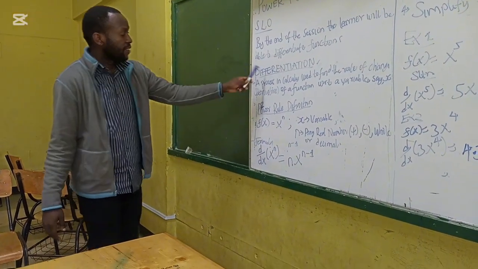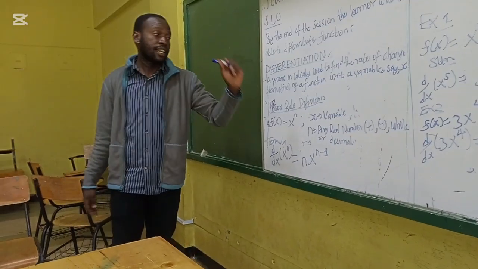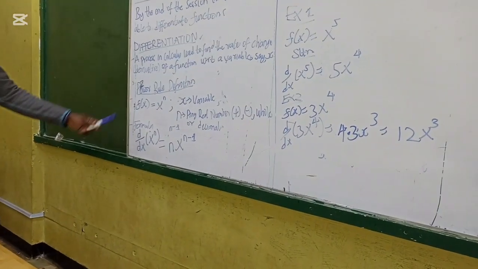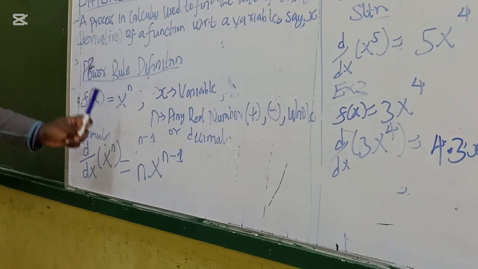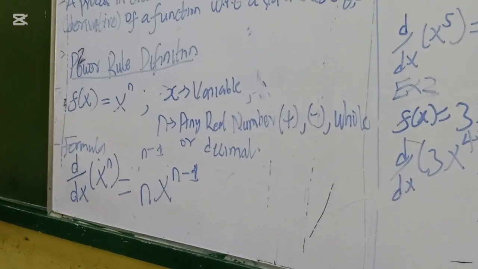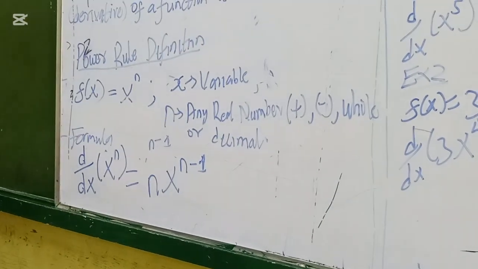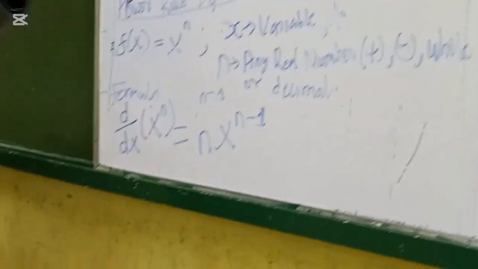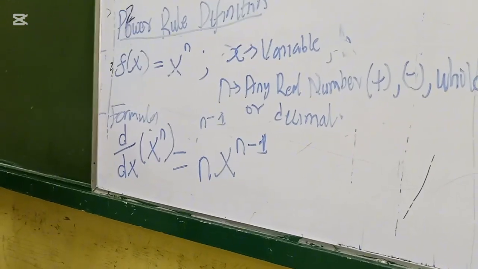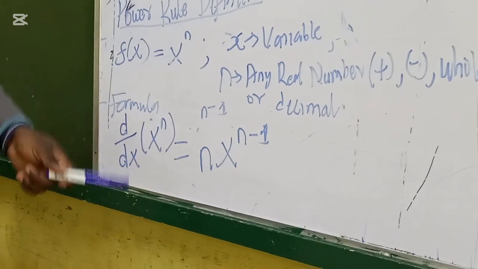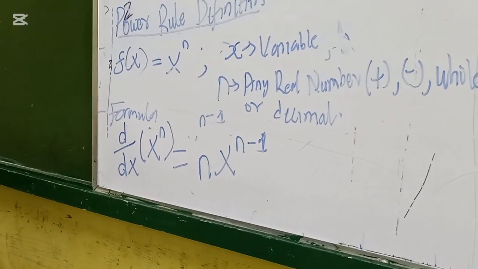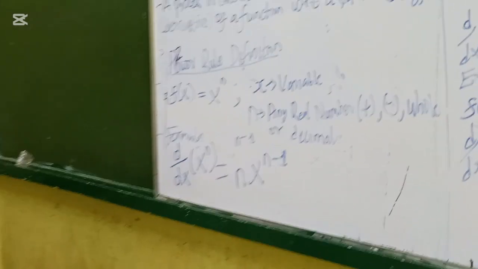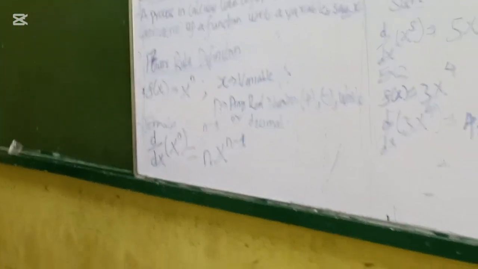Okay. Under differentiation, we have what we call power rule differentiation. Let's say we've been given a function of x to be x raised to n. Now, how do we go about power rule differentiation? Here, x is our variable. Are we together? And then n can be any real number. It can be a positive number, a negative number, a whole number, or also a decimal number.